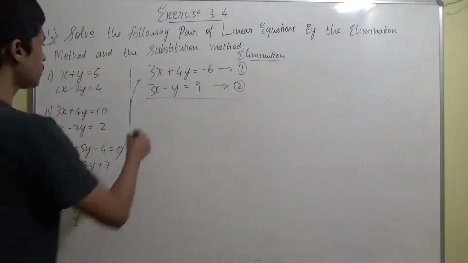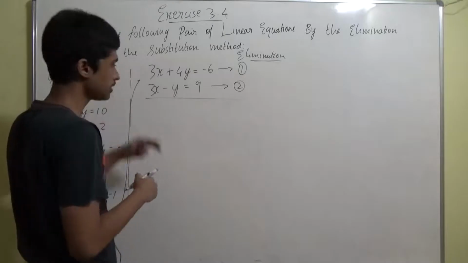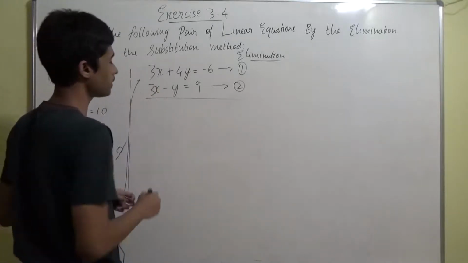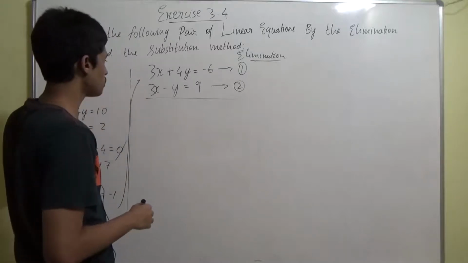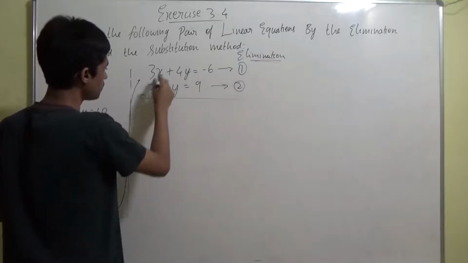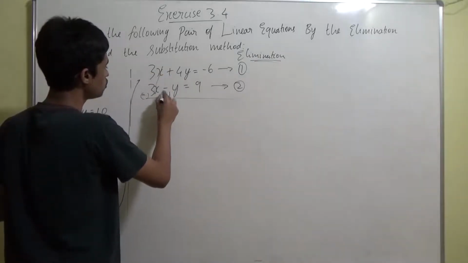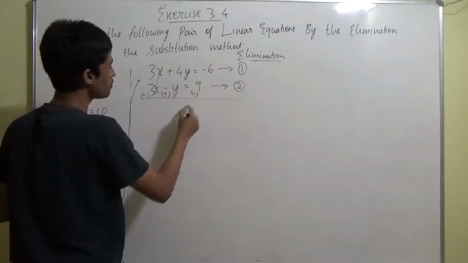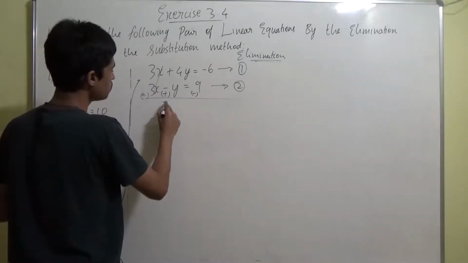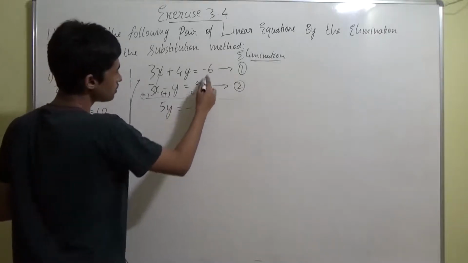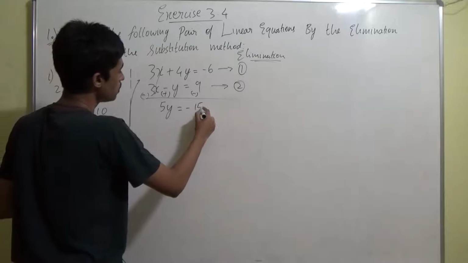Right, so they have given both the terms as almost the same, so it is easy to eliminate. We just have to subtract, since both are positive. So we will subtract it. If you subtract it, what happens? It will get cancelled out, and this you have to do minus. If it is minus, you have to do plus, and if it is plus, you have to do minus. This will become equal to 5y, and this will become equal to minus 6 minus 9, which is minus 15.